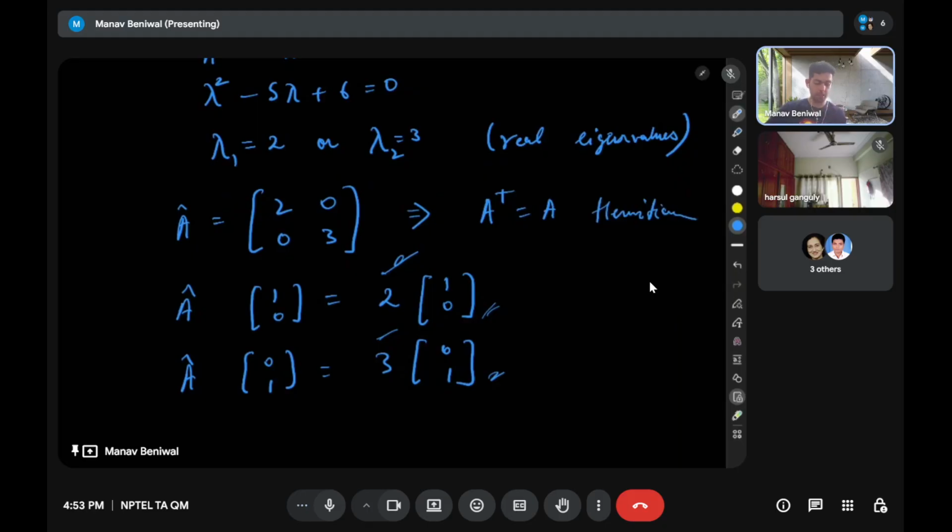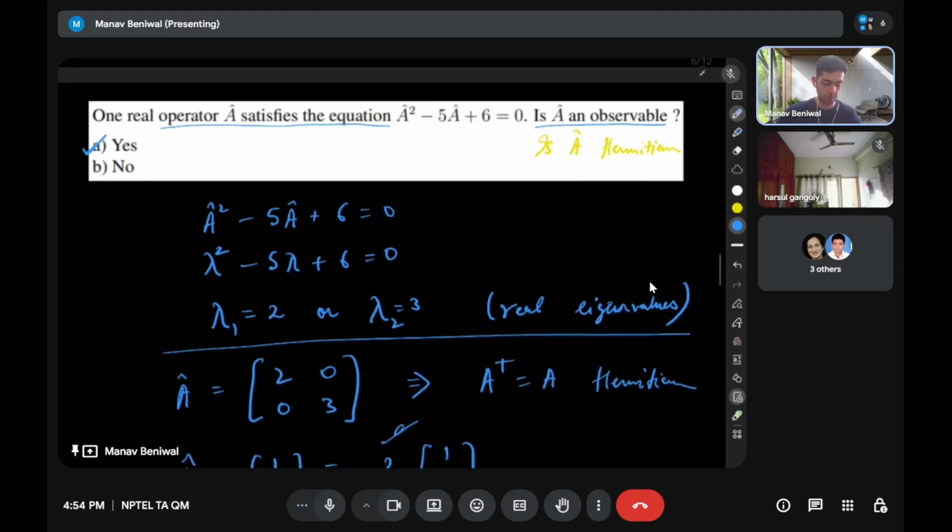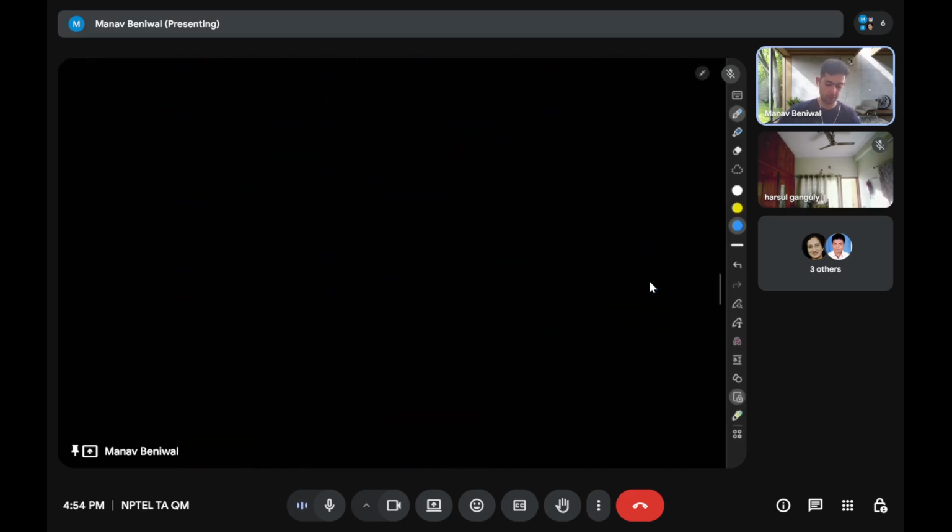So the problem was already solved when we got real eigenvalues. But essentially we can write this operator as a matrix, find the eigenvectors, and do all the things that we want. For this problem, this much was enough. So is A an observable? Yes. Pretty straightforward problem.